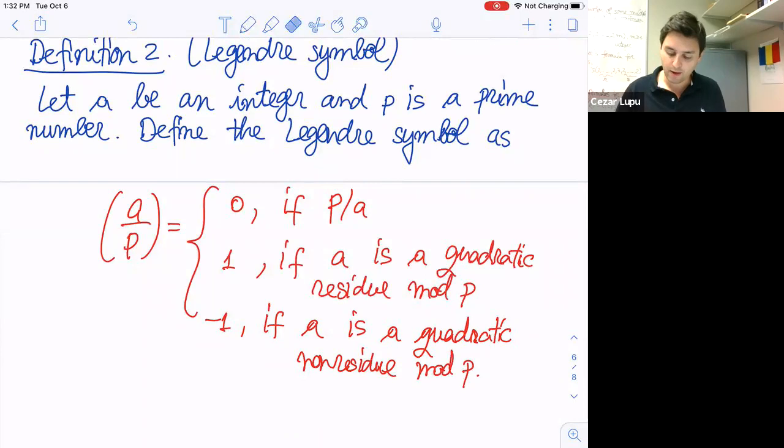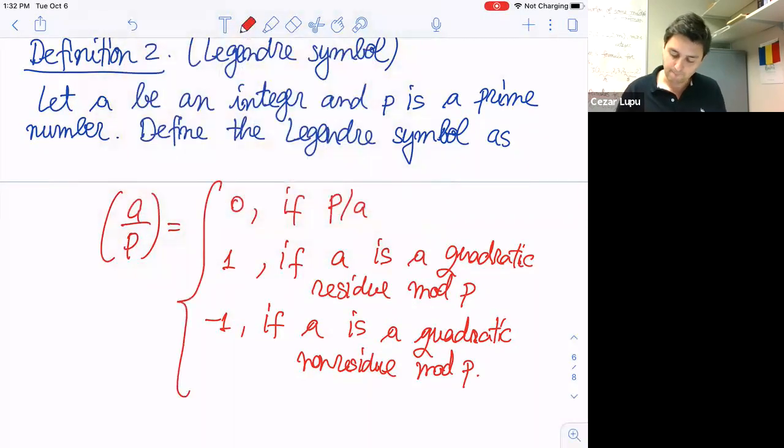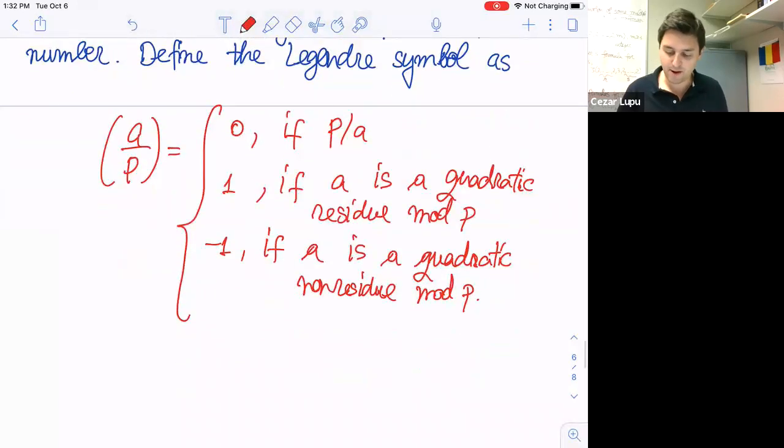So this is how we define the Legendre symbol, and I'm just going to give you an example now. Look at the definition. It's a very nice way to write quadratic and non-quadratic residues, and then I will show you some of the criteria. But now let me give you an example. The example I have in mind is a simple one.